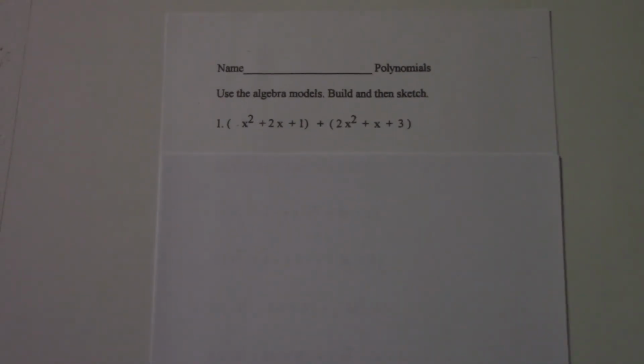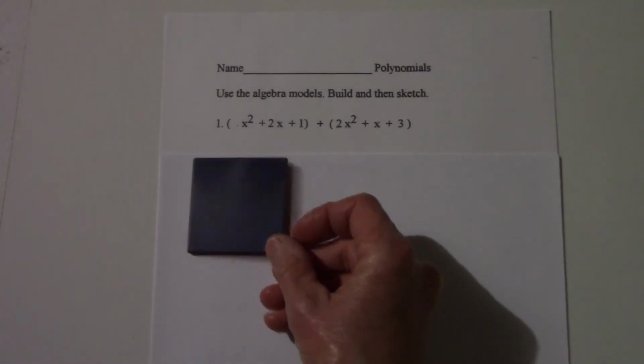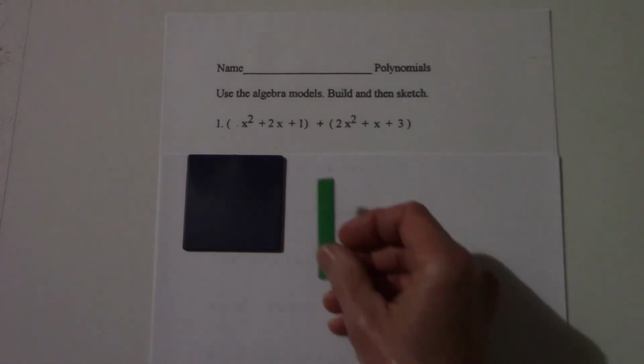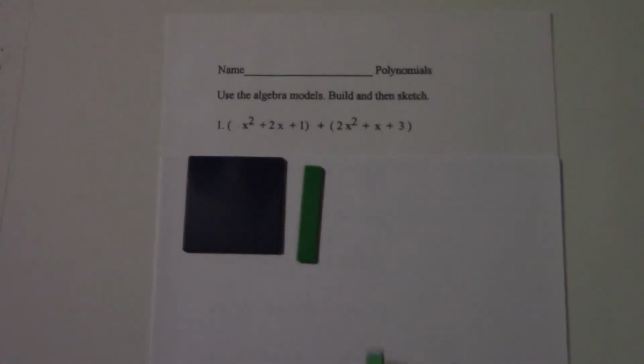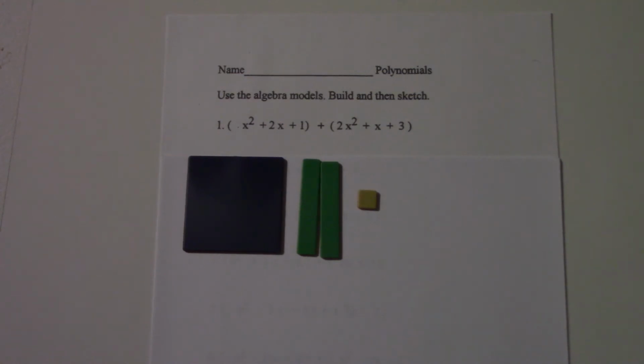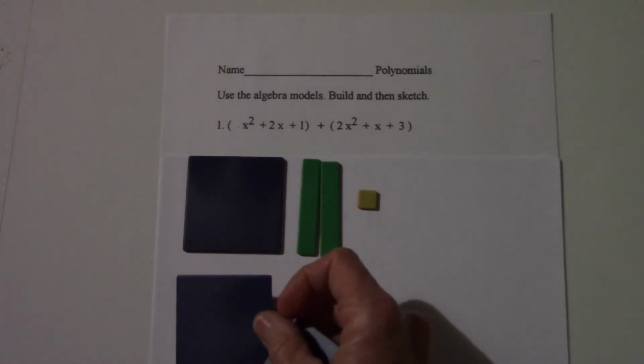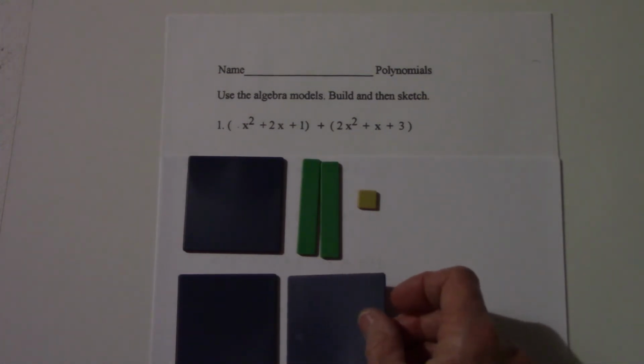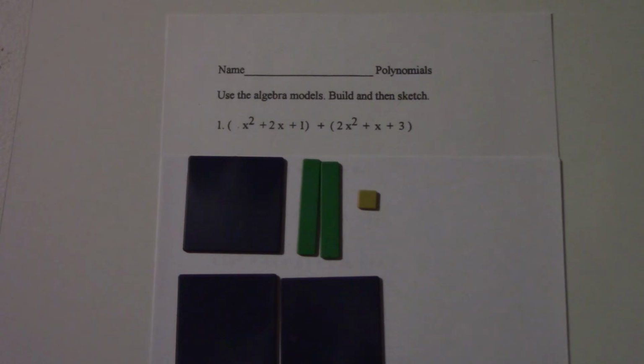Okay, now let's look at this example where we have 2 quantities set off by parentheses that are going to be added together. And we're going to build this. I'm going to see what happens. The first one, we have x squared plus 2x plus 1, and then we're going to add to it the second term, which is 2x squared. I'm going to put it below just because there's more room. So I have 2x squared plus an x plus 3.